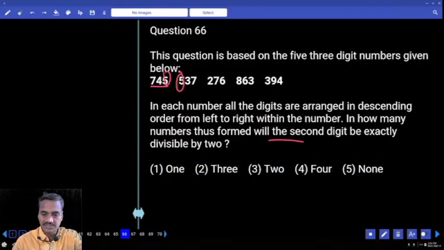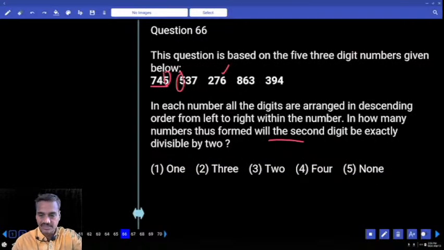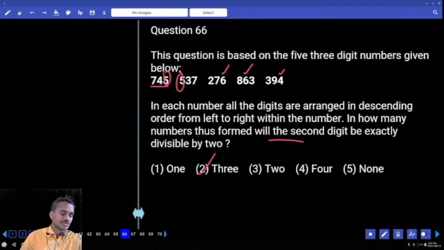Now the second digit in this one is 6, it is an even number. Here the second digit is 6, even number. Here the second digit is what? 4, it is again an even number. And so many are there? 3, that is choice 3 to question number 66.